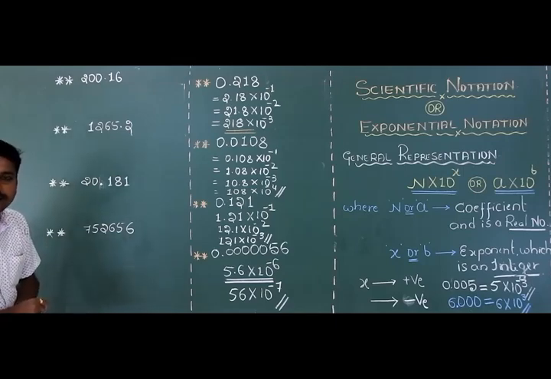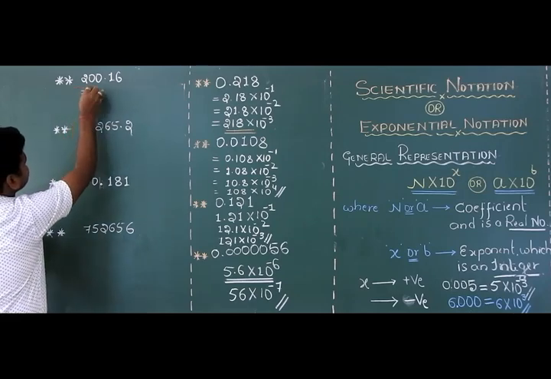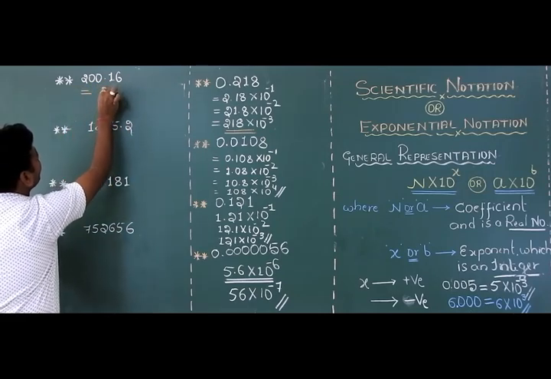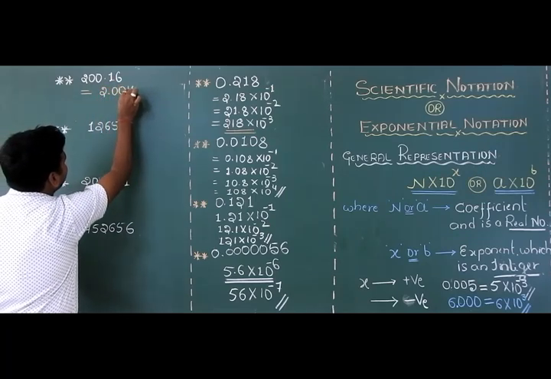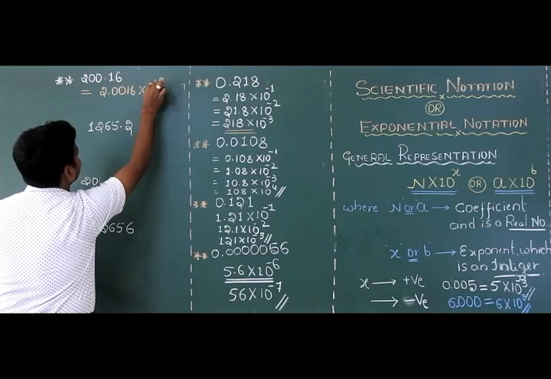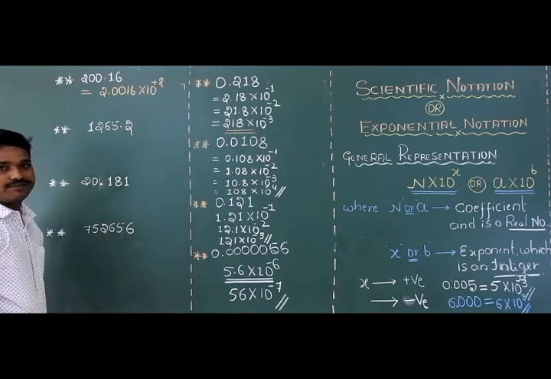200.16. Let us represent this 200.16 in the form 2.0016 into 10 to the power of plus 2. So this is the scientific notation.